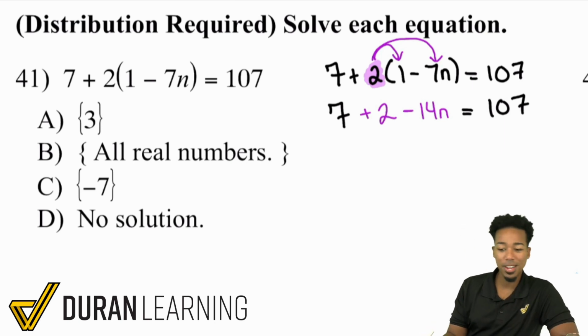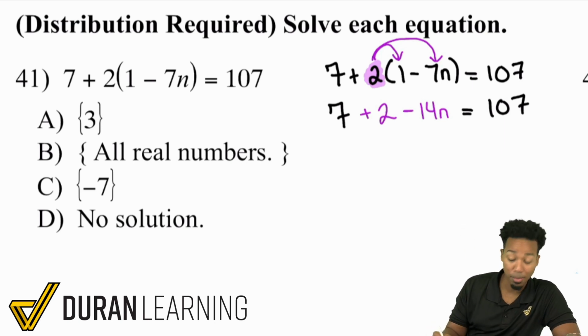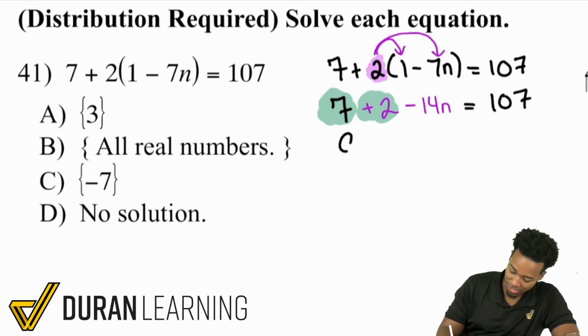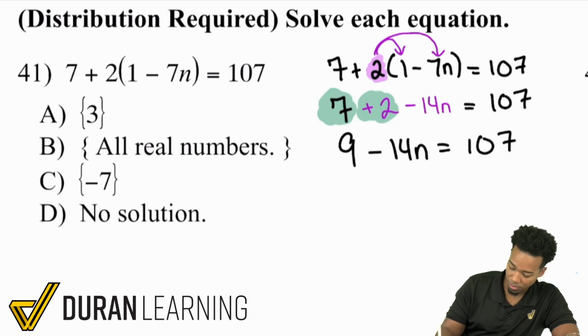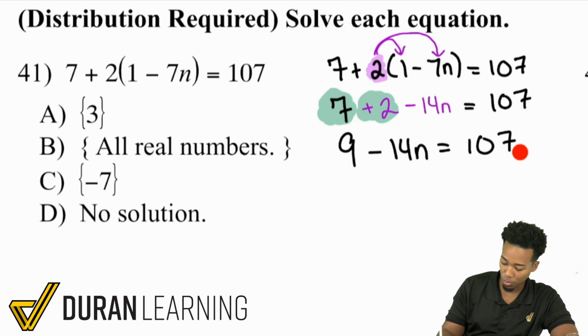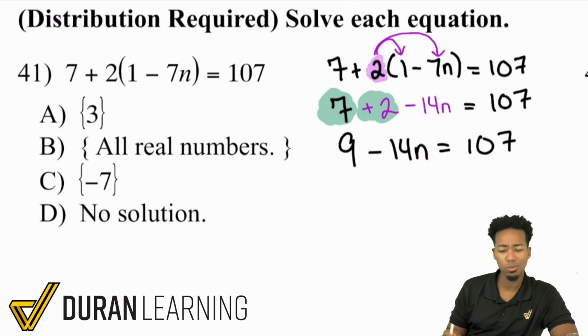So from there, what we're going to have to do here is basically combine any like terms, which we can identify as 7 and the 2. Because again, they're on the same side of the equal sign. And so with that 7 plus 2, that's going to give us 9 minus 14n equals 107. And so from here, my party people, we're going to go ahead and solve this as normal like we have been doing up to this point. Here we have that 9 that we can move over to get the 14n by itself, and then we'll do our division as we normally do.